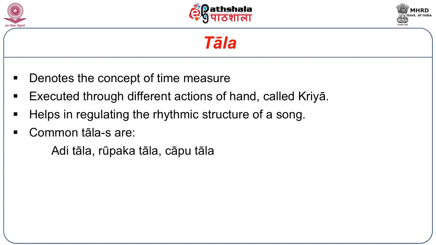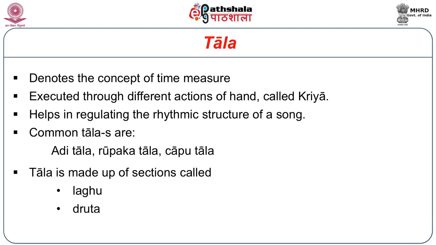There are many talas, and the common ones are the Adi tala, Chapu tala, Rupaka tala, Jampa tala, and so on. Tala is mainly made up of different sections: a laghu, a drita, and an anudrita. What is laghu? Laghu is that section which is executed through the action of the hand, like a beat followed by finger counts. That forms laghu. Drita means a beat and a wave. This forms a drita. Anudrita is just a beat. So in different talas, we have different kinds of such actions incorporated and arranged.